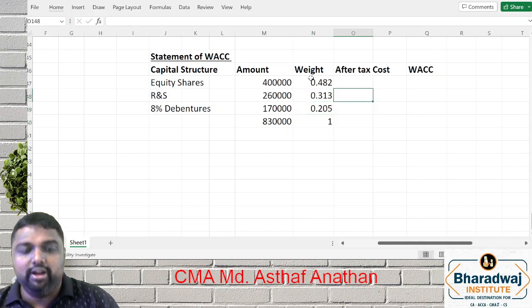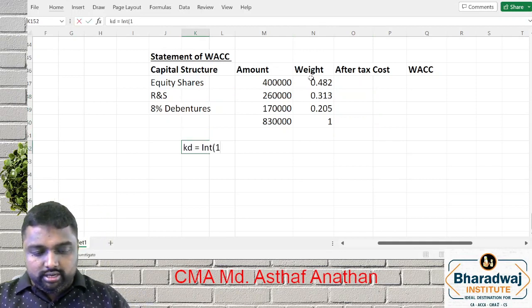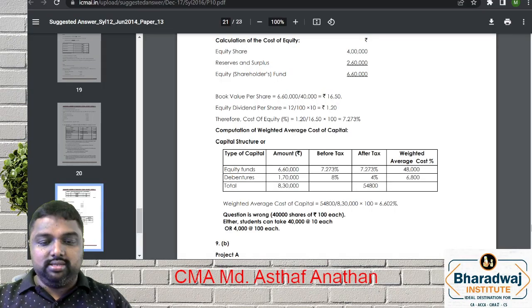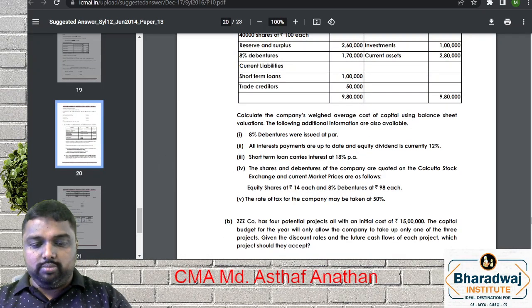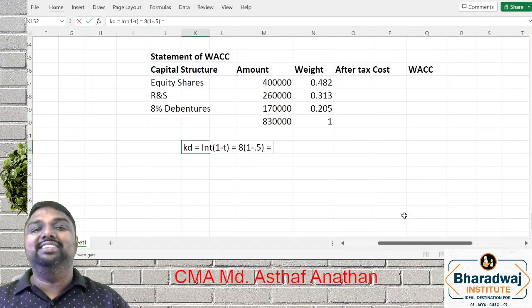Now you have to find out, see, KD, how can you do? Interest into 1 minus tax. 8 into 1 minus tax. What is the tax percentage, my dear friends? 50%. See, this market price is given for confusion.